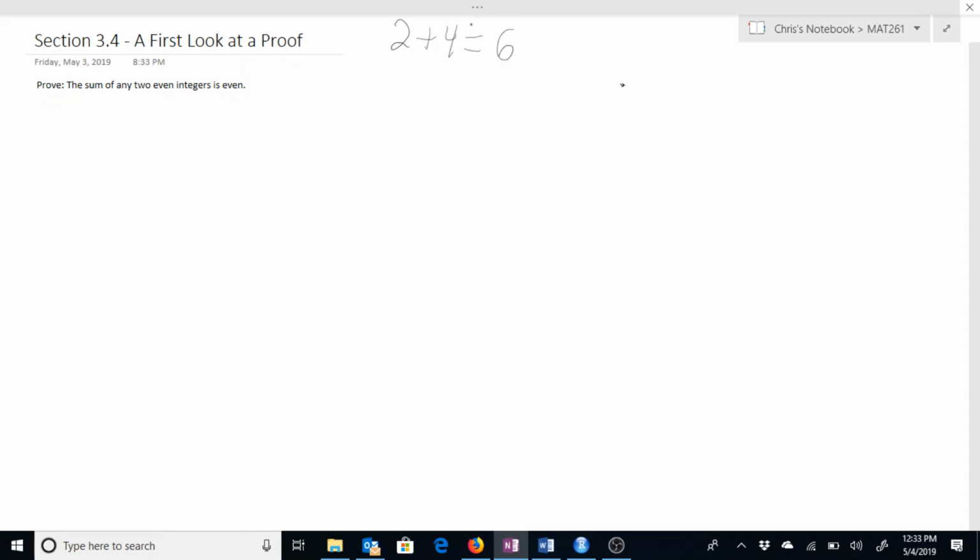No, not quite. Since this particular 2 plus 4 is equal to 6, that's a very specific case. And we don't want just a specific case. We want any case, given by the fact that we want the sum of any two even integers, not just specifically 2 and 4.